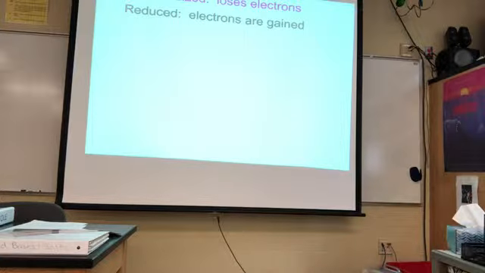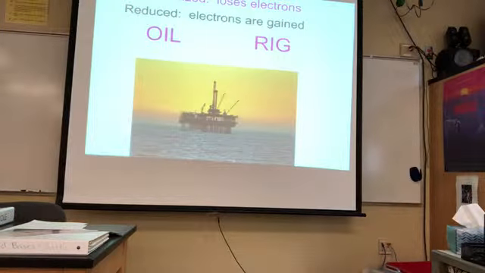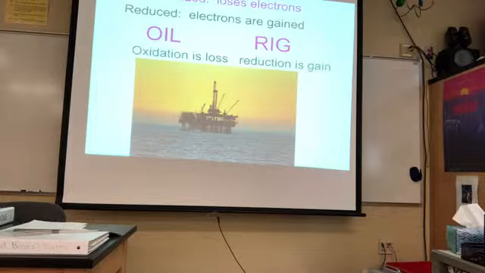And the way you remember that is by OIL RIG. I write this whenever I do any type of redox material. I write OIL RIG immediately on top of my periodic table, or my paper. Oxidation is loss, reduction is gain. That way you'll know what you're doing. Oxidation, you lose electrons. Reduction, you gain electrons. Write down OIL RIG. It will help you a lot.